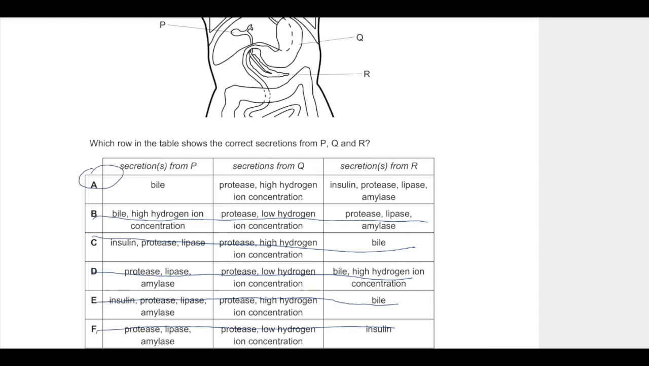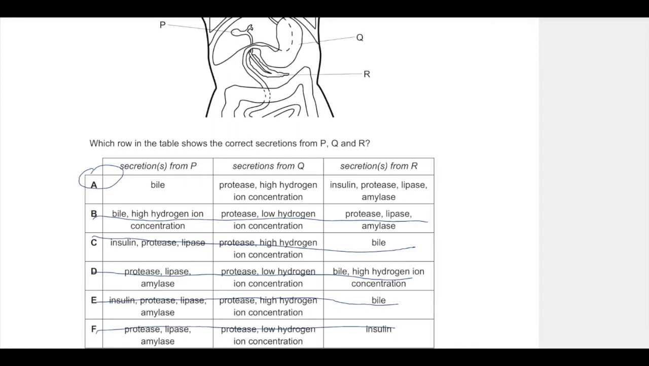Organ Q. Organ Q is the stomach, and as you know, it releases protease and stomach acid. And does that match with what we've got as our option for A for Q? Yes, it does, because it says secretions from Q: protease and hydrogen concentration. Hydrochloric acid, which is in the stomach, is an acid and therefore has lots of hydrogen ions. So Q is right.